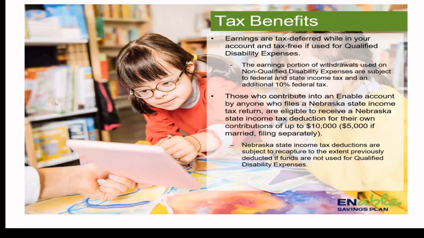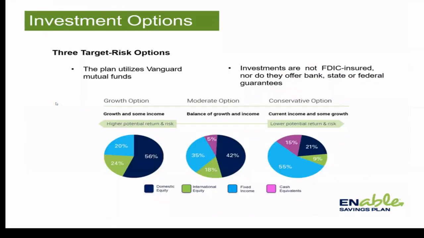Okay, we're on to tax benefits. So as long as you're using it for qualified disability expenses, as we discussed earlier, then any earnings that you would receive in these accounts are tax-free. And it's tax deferred while it's in your account. In addition to that, anyone who contributes to an ABLE account in the state of Nebraska and who files Nebraska state income taxes, they can receive a tax deduction up to $10,000, $5,000 if you're married filing separately. So again, when we're talking about that UGift and encouraging people to give, that tax incentive is another nice incentive for people to give.